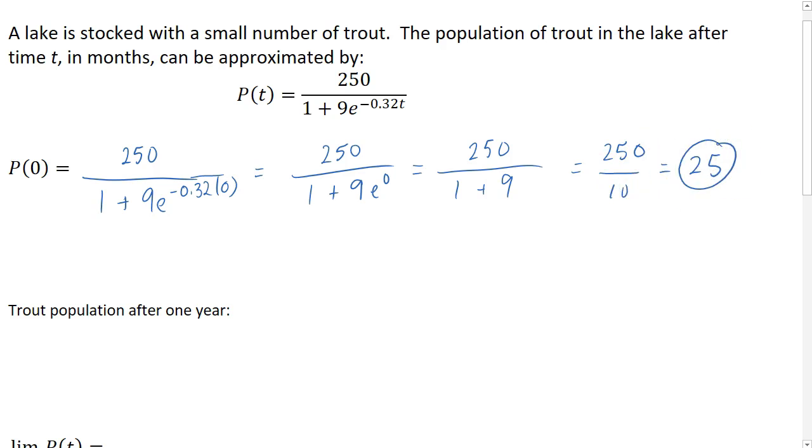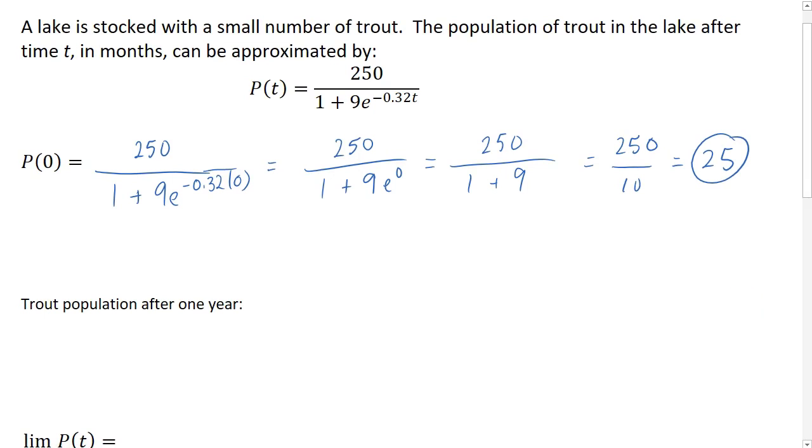Okay? Now what does that tell us about the number of trout in the lake? This was the initial population of trout. So when the lake was first stocked with trout, they introduced 25 trout into that environment. Okay, so let's look at what happens to this trout population after 1 year's time.